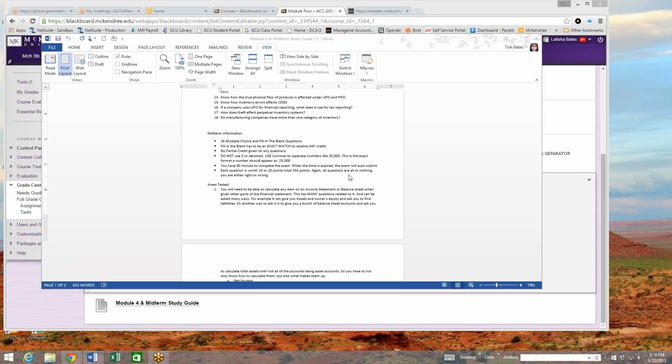So don't use a decimal, okay? And make sure you're formatting your numbers like this. I'm also going to put an announcement out there to make sure that you understand this before you take your midterm exam. Because if you don't format the questions, or the fill in the blanks, in this manner, you will not receive any credit for it, okay? So just make sure that you fill this out correctly.